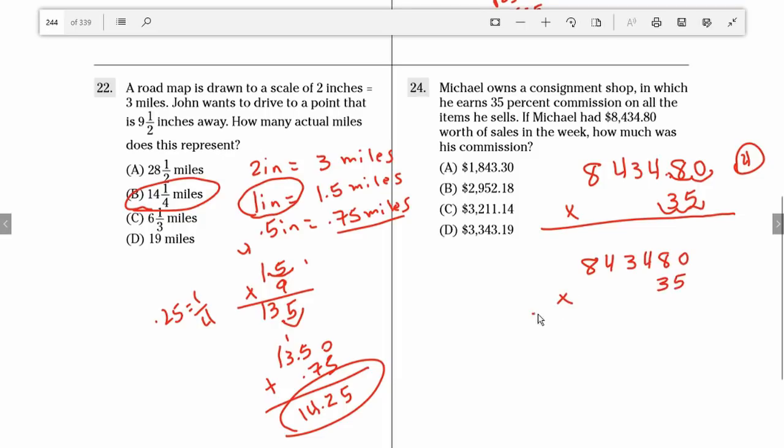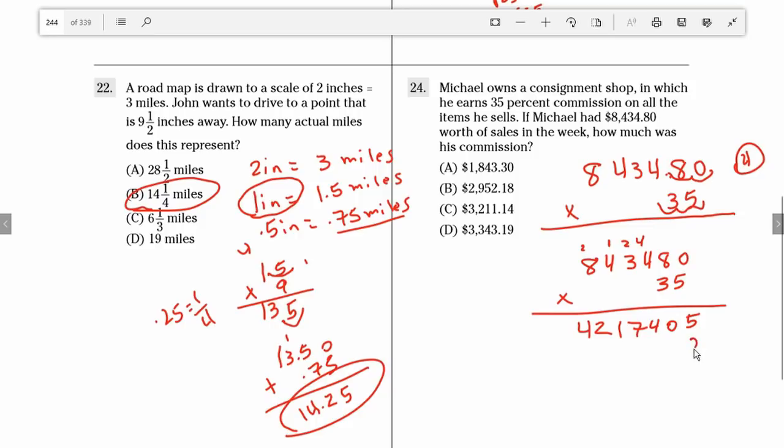But in the meantime, I'm going to rewrite it just to keep things clear. Again, I just rewrote it without the decimals. 0 times 5 is 5. 8 times 5 is 40. Carry the 4. 4 times 5 is 20. Plus 4 is 24. Carry the 2. 5 times 3 is 15. Plus 2 is 17. 5 times 4 is, and I got to carry the 1. 5 times 4 is 20. Plus 1 is 21. Carry the 2. 5 times 8 is 40, plus 2 is 42.